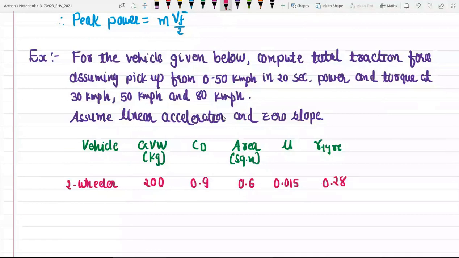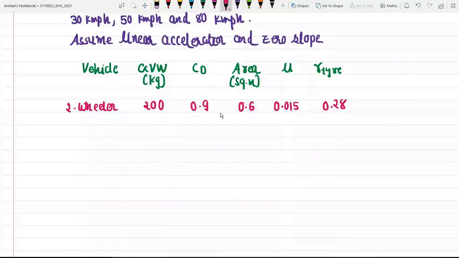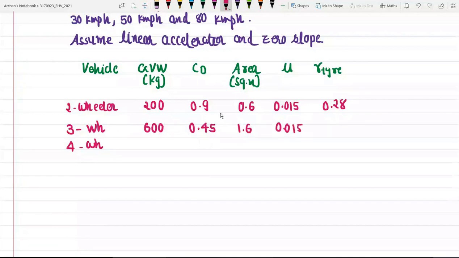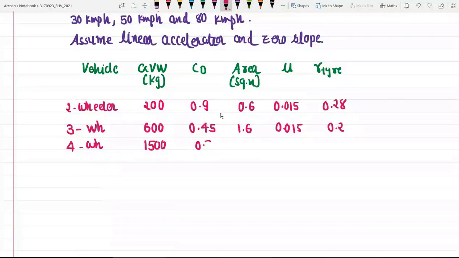Then we have a three-wheeler and a four-wheeler also. The three-wheeler has data: 600 kg, CD equal to 0.5, area 1.6, rolling resistance coefficient 0.05, radius 0.2. And for the four-wheeler it is 1500, 0.3, 2.5, 0.015 and 0.3. So these are the data given to us.